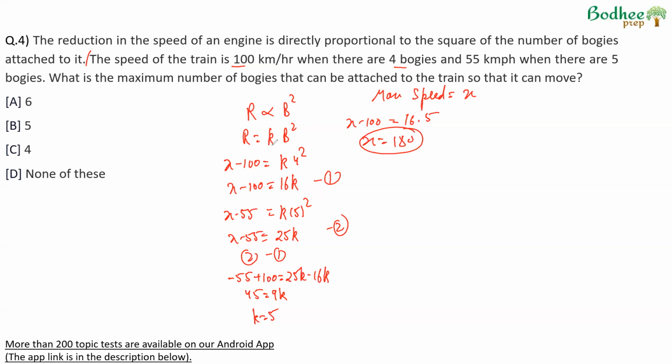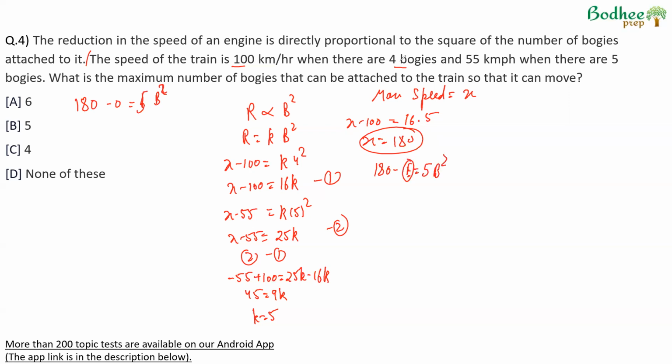Okay. Now, what is the maximum number of bogies that can be attached? If the train has to just stop, the reduction in speed has to be 180, maximum speed minus 0 it has to reach. This will be equal to 5 into number of bogies square, because the value of k is 5. So the equation now becomes maximum speed minus existing speed is equal to 5 into number of bogies square.